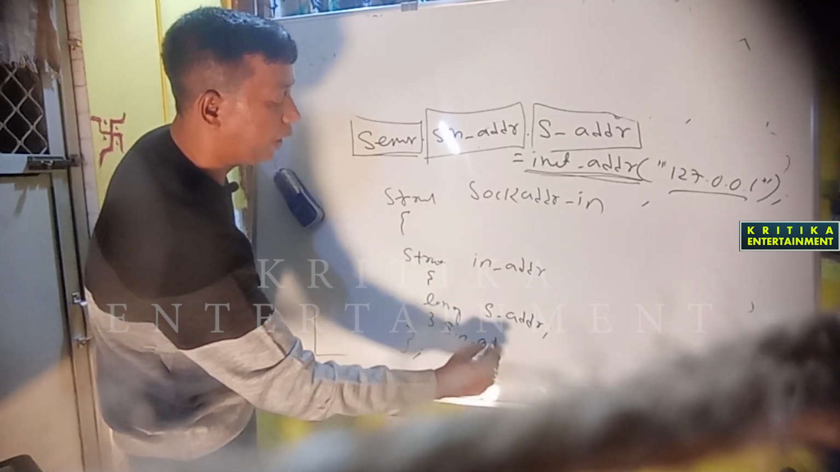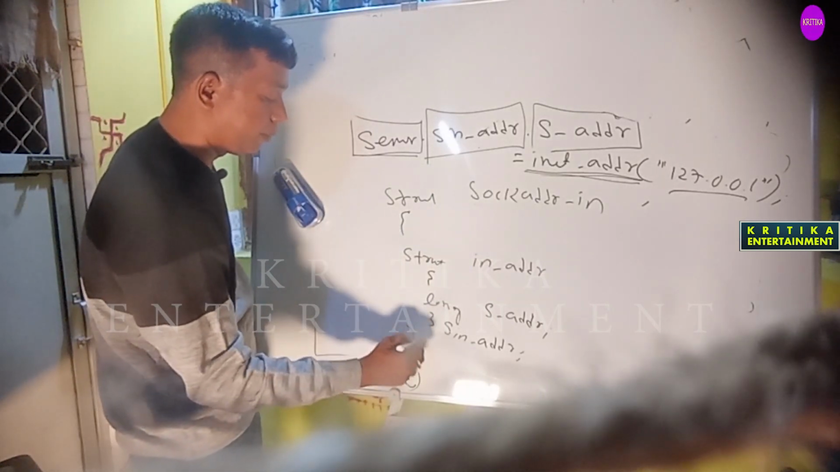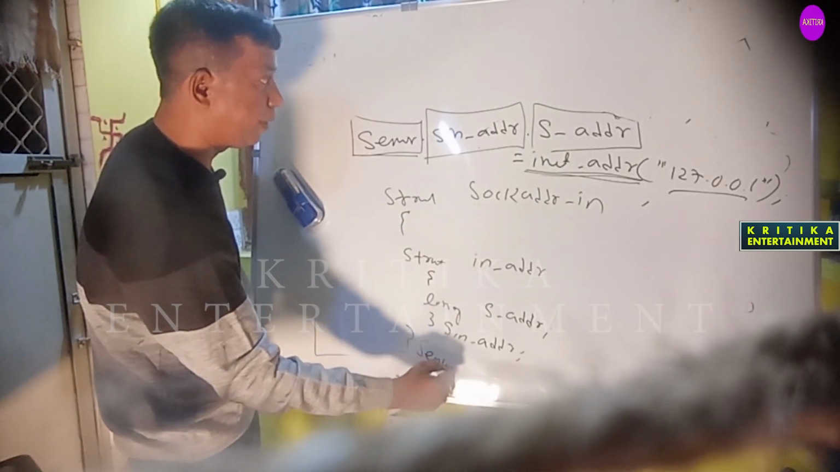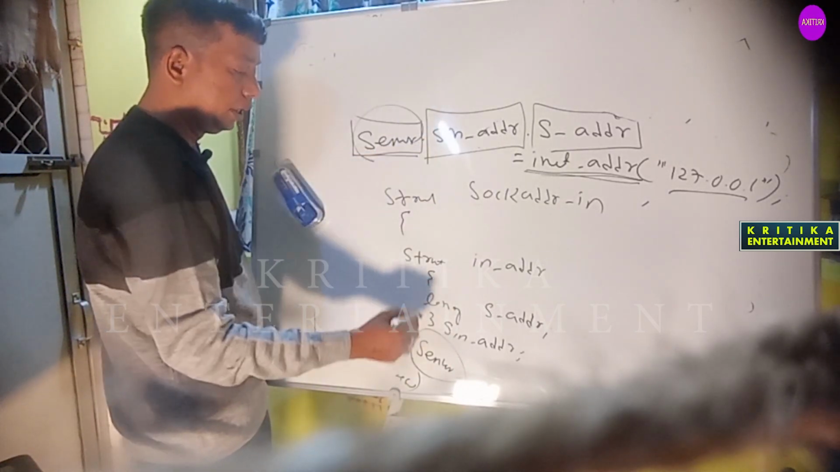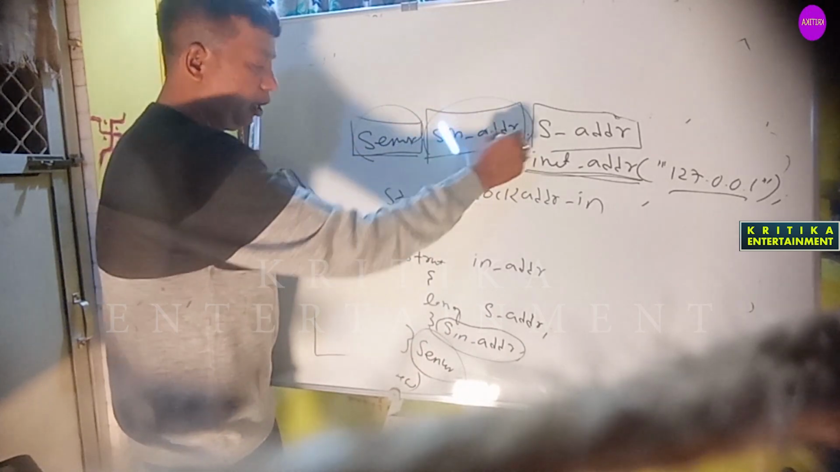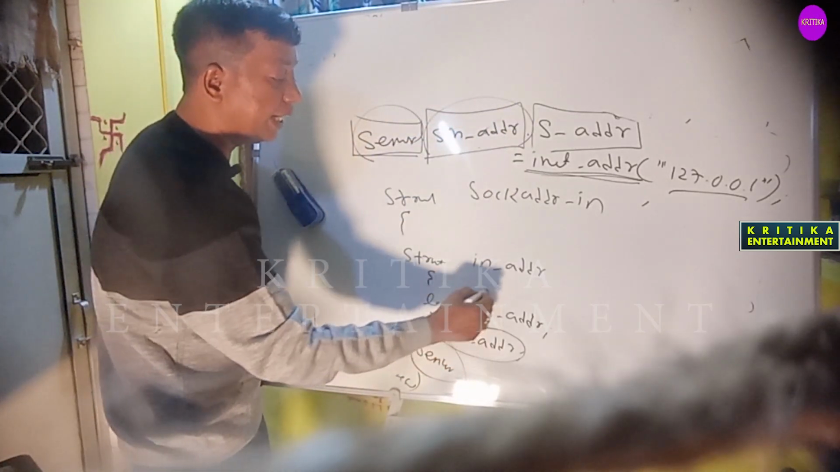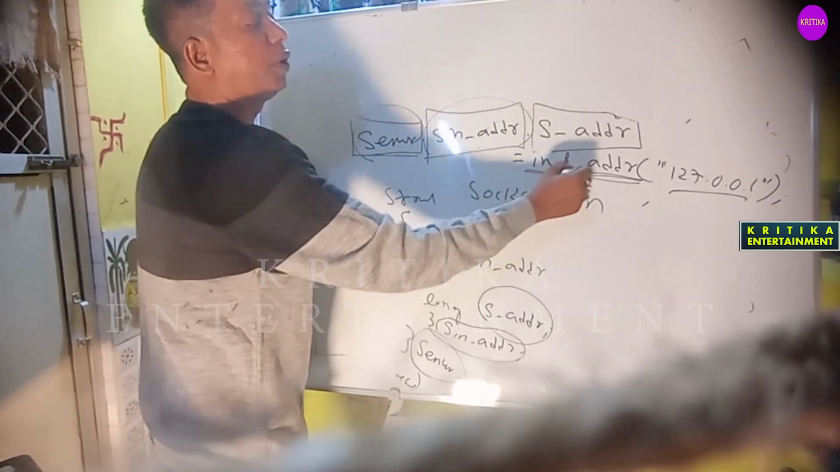sin_addr. Then how to declare this? Suppose this is called the server variable, so you will use the outer variable name server. Then what is the inner nested variable name? sin_addr. What is the data member of this? s_addr is equal to inet_addr.